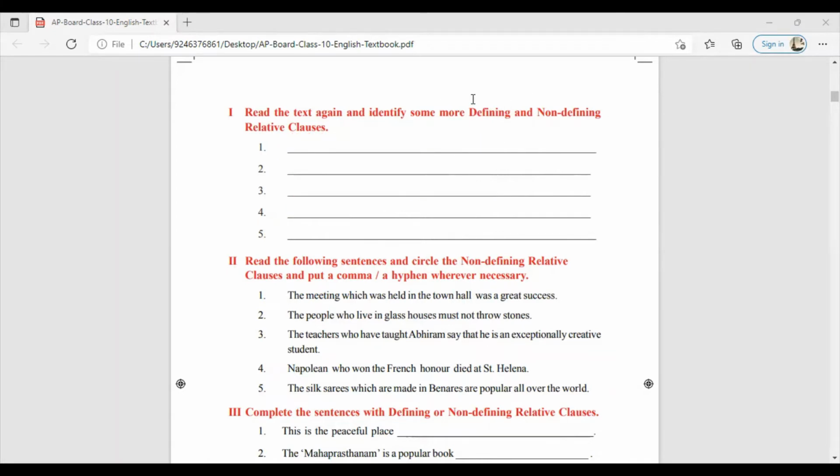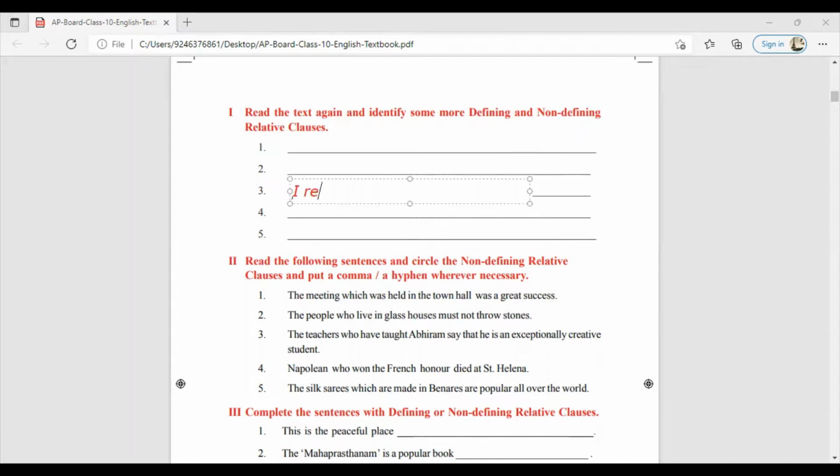Why is it non-defining? Because I'm adding extra information. Nick now lives in Los Angeles also. 'Who was born in Melbourne' is only giving some extra information about Nick. Now the third one I can write: I read about a disabled man who had managed to achieve great things and help others.